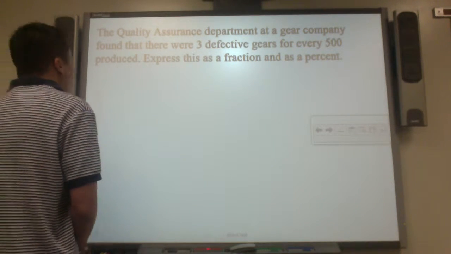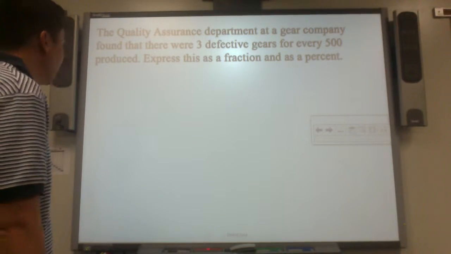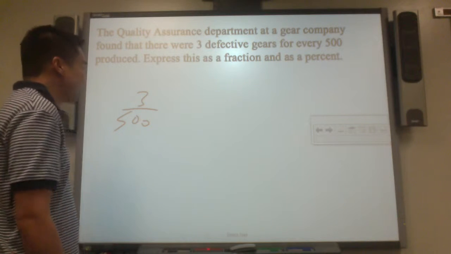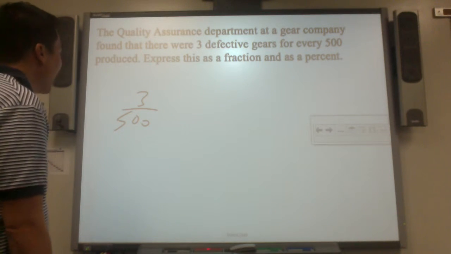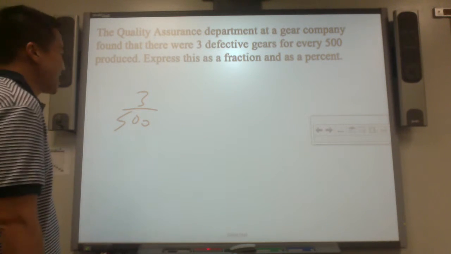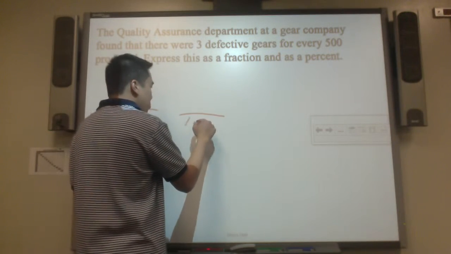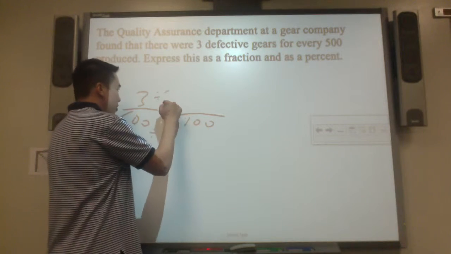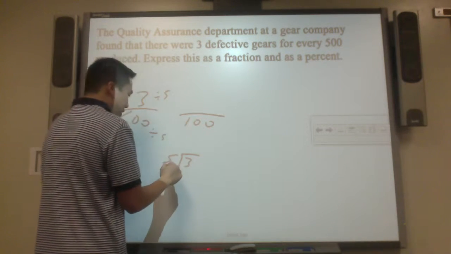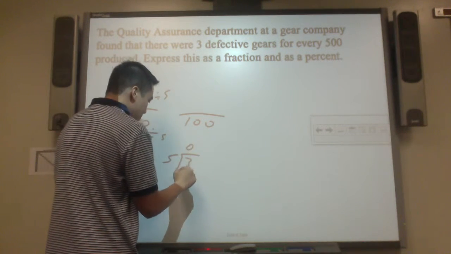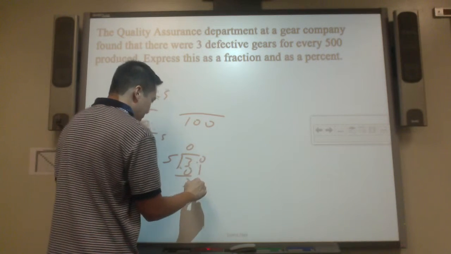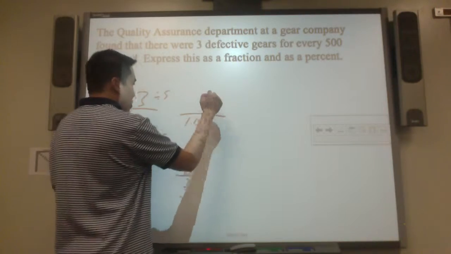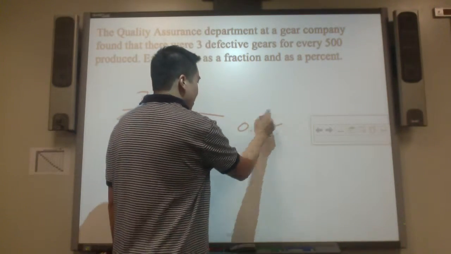What if a quality assurance company, at a gear company, found that 3 out of every 500 produced are defective? Express this fraction as a percent. Percent means per 100, out of 100. How do you break it down? I break it down by 5. So what's 3 divided by 5? 5 goes into 3, 0 times. 0.0, bring it down. How many 5s go into 30? 6 times. So 0.6% is the percent.